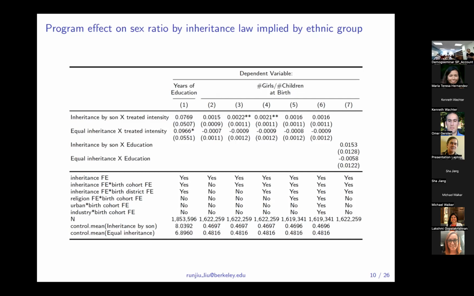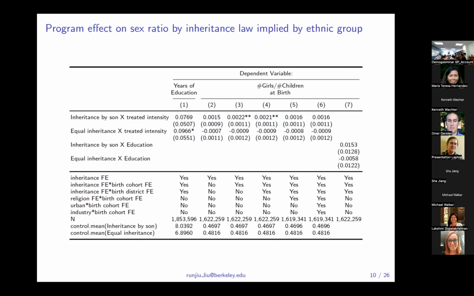For the son inheritance group, the effect of the education program is successfully decreasing the sex ratio by approximately 0.01, I guess, like negative, again, times that coefficient by -4.